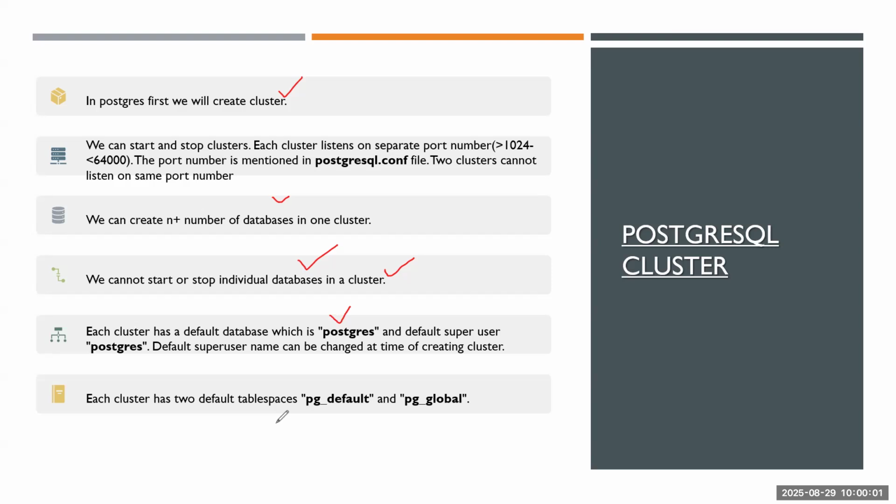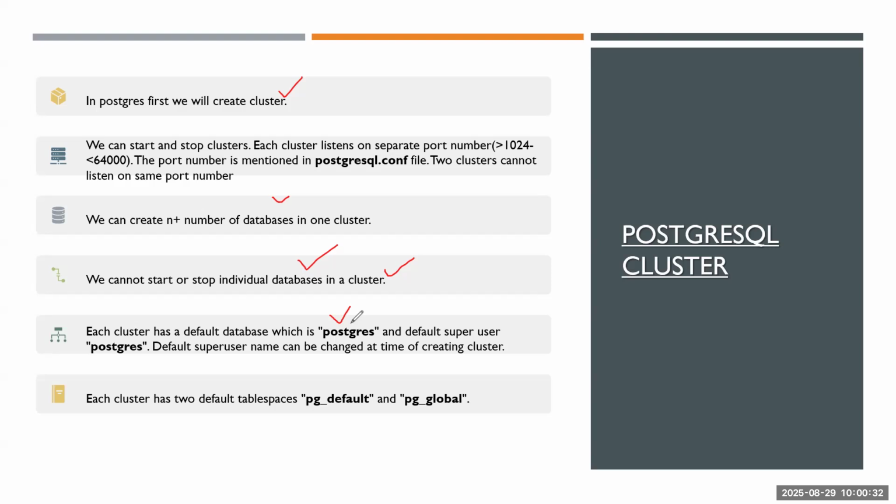Every database is independent here. Along with Postgres, you will get 2 more databases: template 1 and template 0. So in total you will get 3 databases. They are not doing anything, but you get 3 databases when you build a cluster: Postgres, template 0, and template 1.